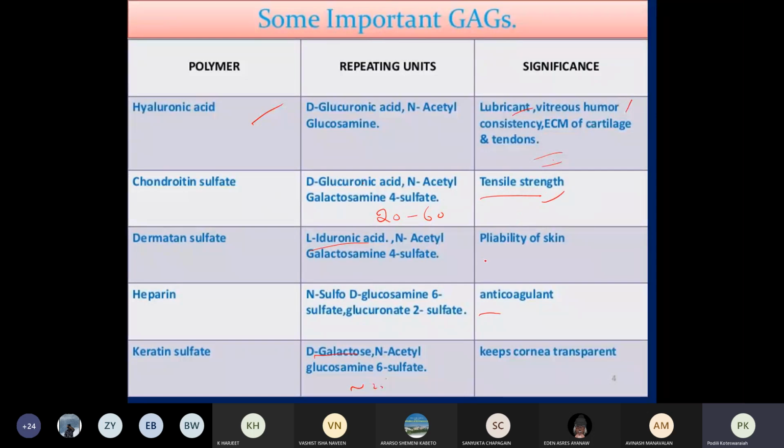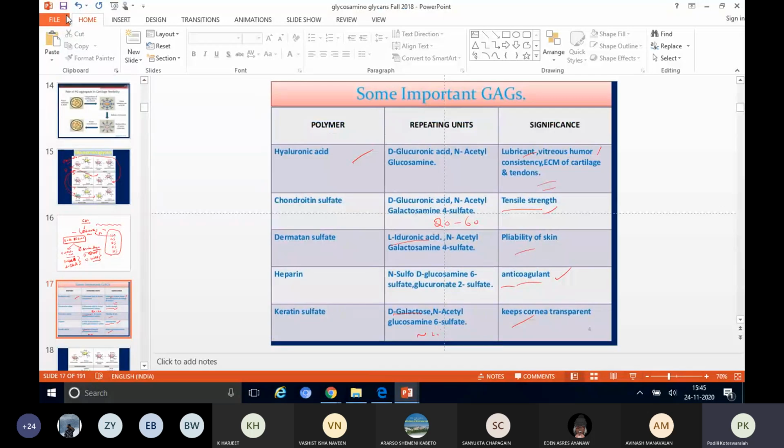Dermatan sulfate is mainly present in the skin and other tissues. Heparin is the fractionated form of heparan sulfate, and it is used as an injectable anticoagulant. Keratan sulfate is mainly responsible for corneal transparency as well. So this is the overview of the glycosaminoglycans. Now we have another topic, that is the proteoglycans.